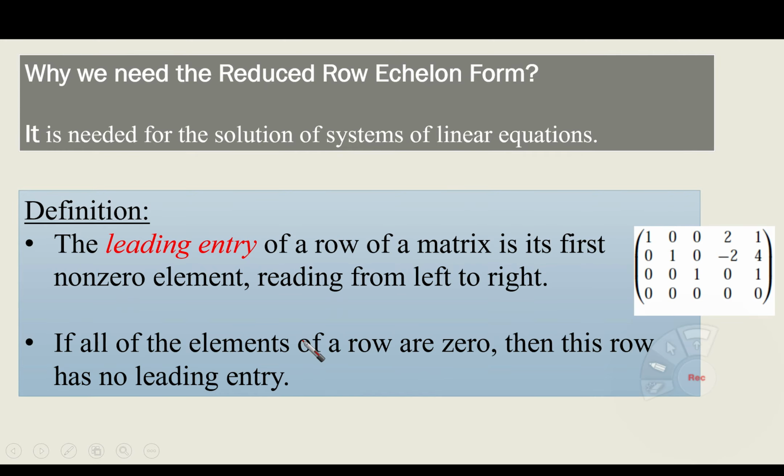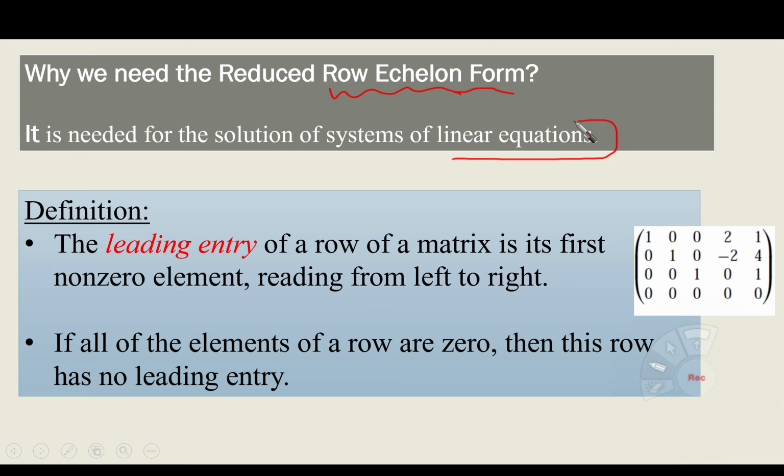First of all, we want to highlight why we need the reduced row echelon form and what the meaning of it is. We want to understand first what the meaning of the reduced row echelon form is, and also why we need it in the first place. We can say that it is needed for the solution of systems of linear equations.